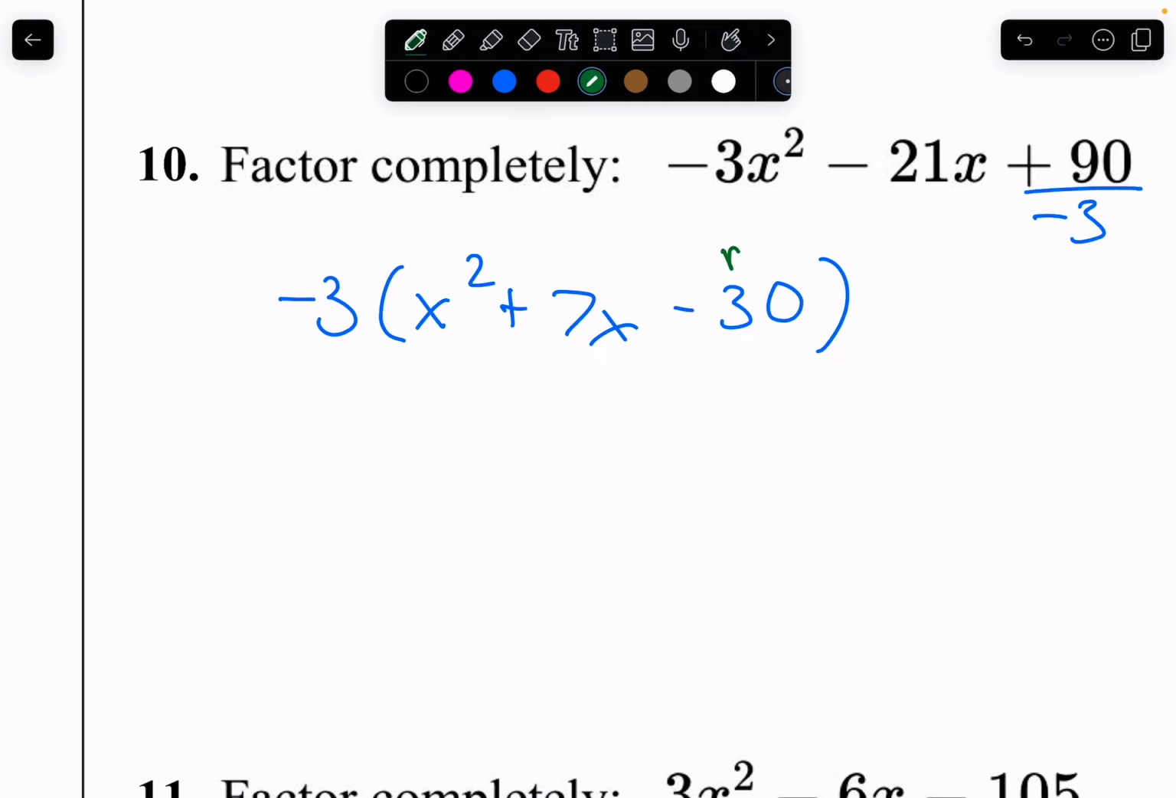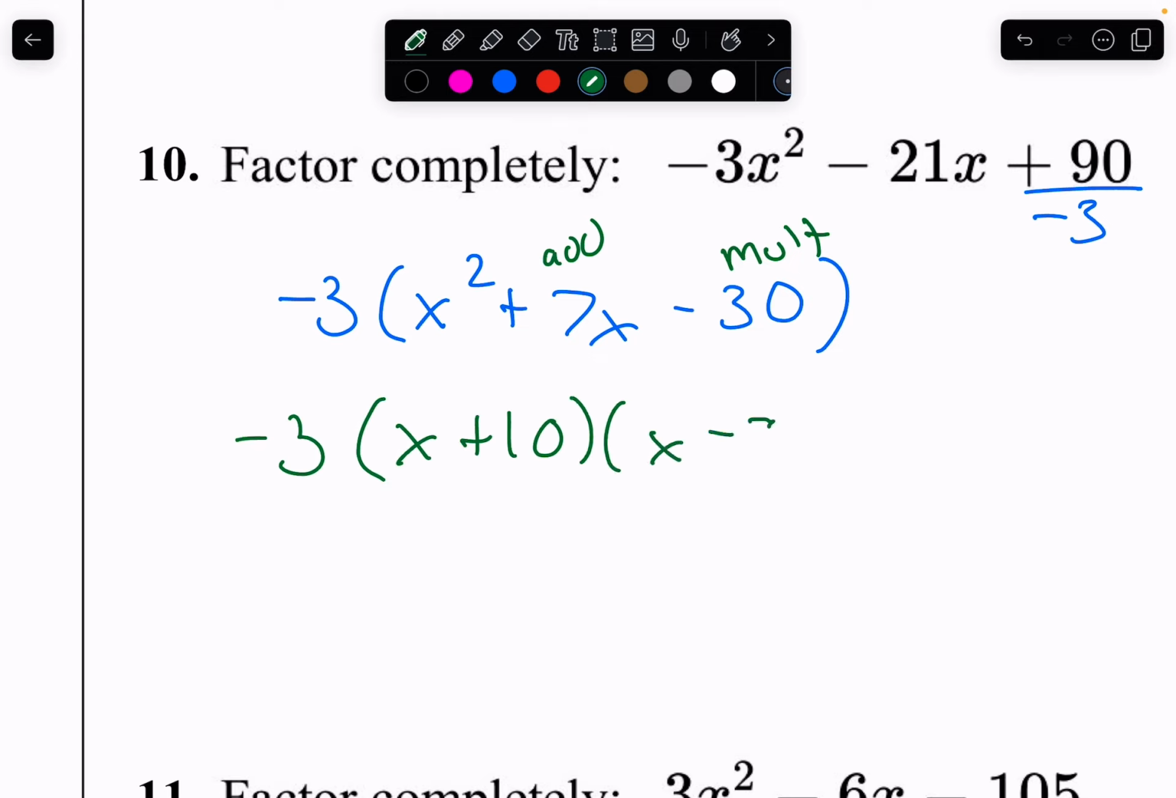Yes, we can. What two numbers multiply to negative 30 and add to 7? That's going to be positive 10 and negative 3. So we're going to go ahead and do negative 3 out in front, x plus 10, x minus 3.